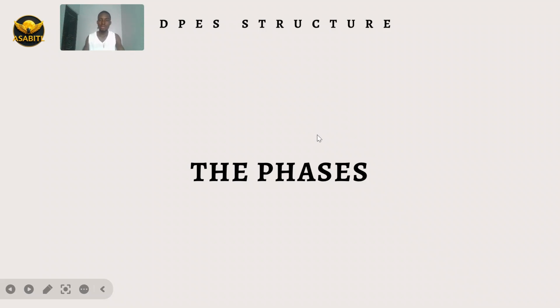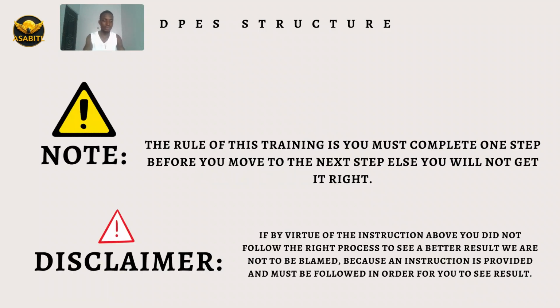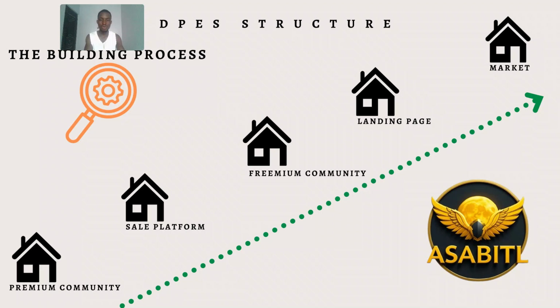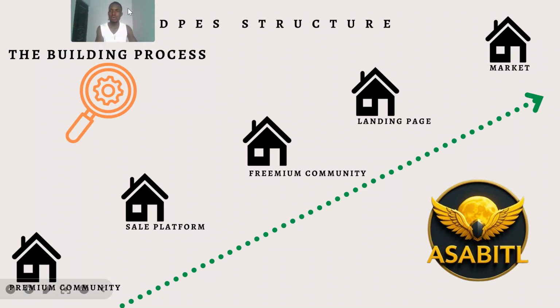Quickly, we are going to start with the phases here in this Digital Profit Engine system. We have two phases, as I explained to you in the past, and now we have the building process. You can see the structure is moving up, because we start building from the ground, from the premium community all the way to the sell platform. You see how it goes.